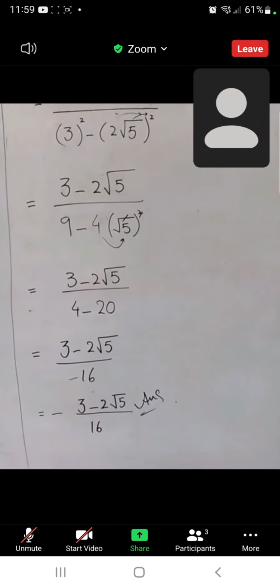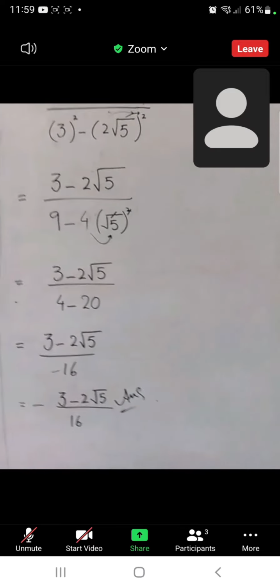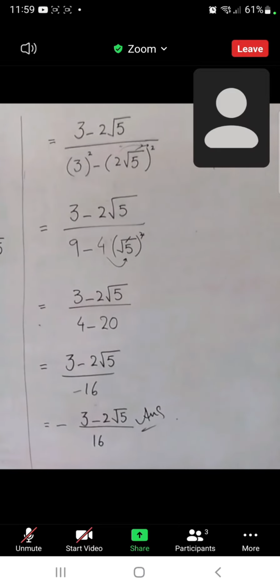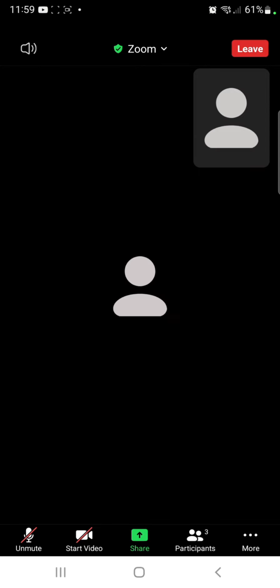For rationalization, consider the sign of plus or minus. Write down the conjugate, then write a proper statement.